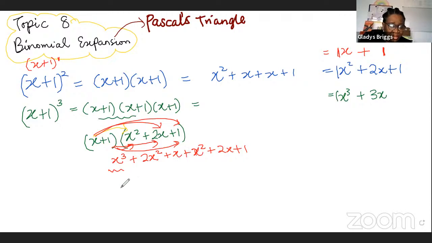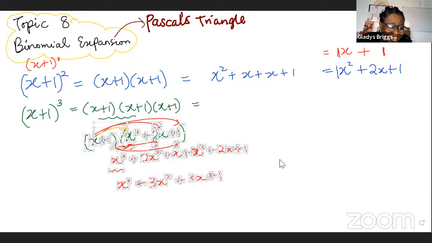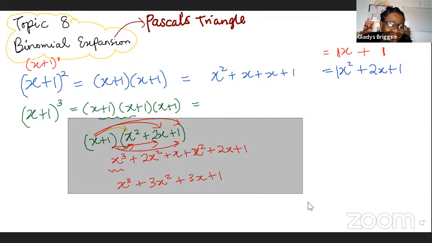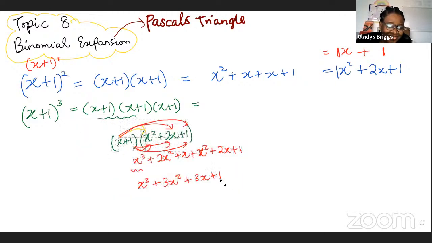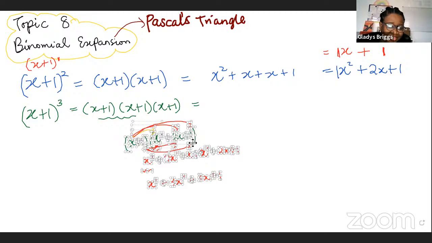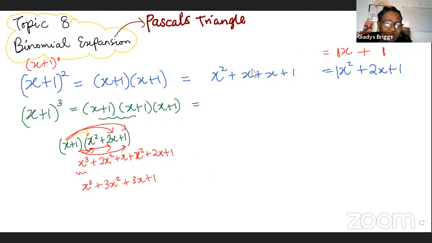So what do you have here? x cubed plus 3x squared plus 3x plus 1. Yeah? That's right. So you guys, you can't even do expansion. Oh my goodness. Guys, come on. You're letting me down here. Okay, so well done.